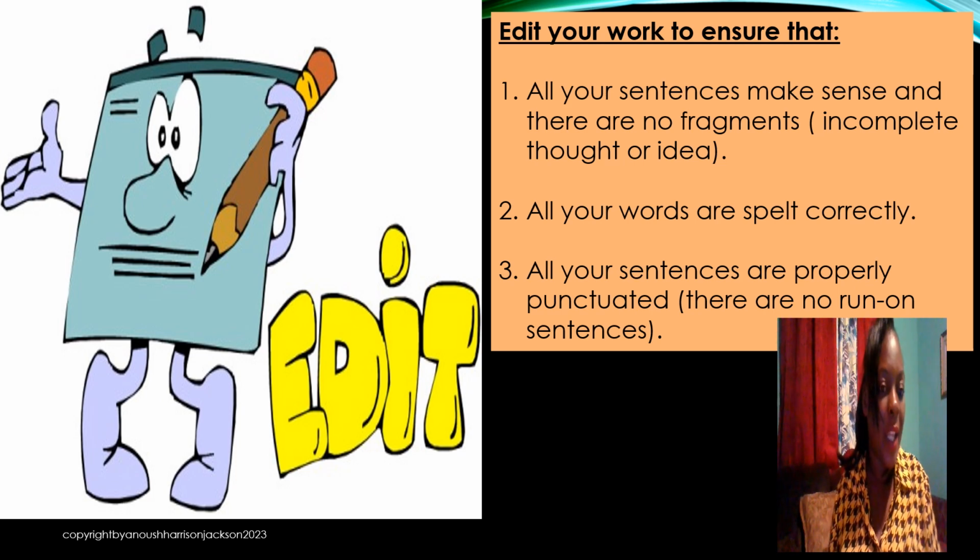Thirdly, edit your work to ensure that all your sentences are properly punctuated, and that the appropriate end mark is where it needs to be. Okay, good. A full stop at the end of each sentence, or an exclamation mark or a question mark, depending on the type of sentence. There should be no run-on sentences. Okay, so avoid run-on sentences. So that is why it is important that you edit your work. I trust that this tip has been beneficial to you as well.